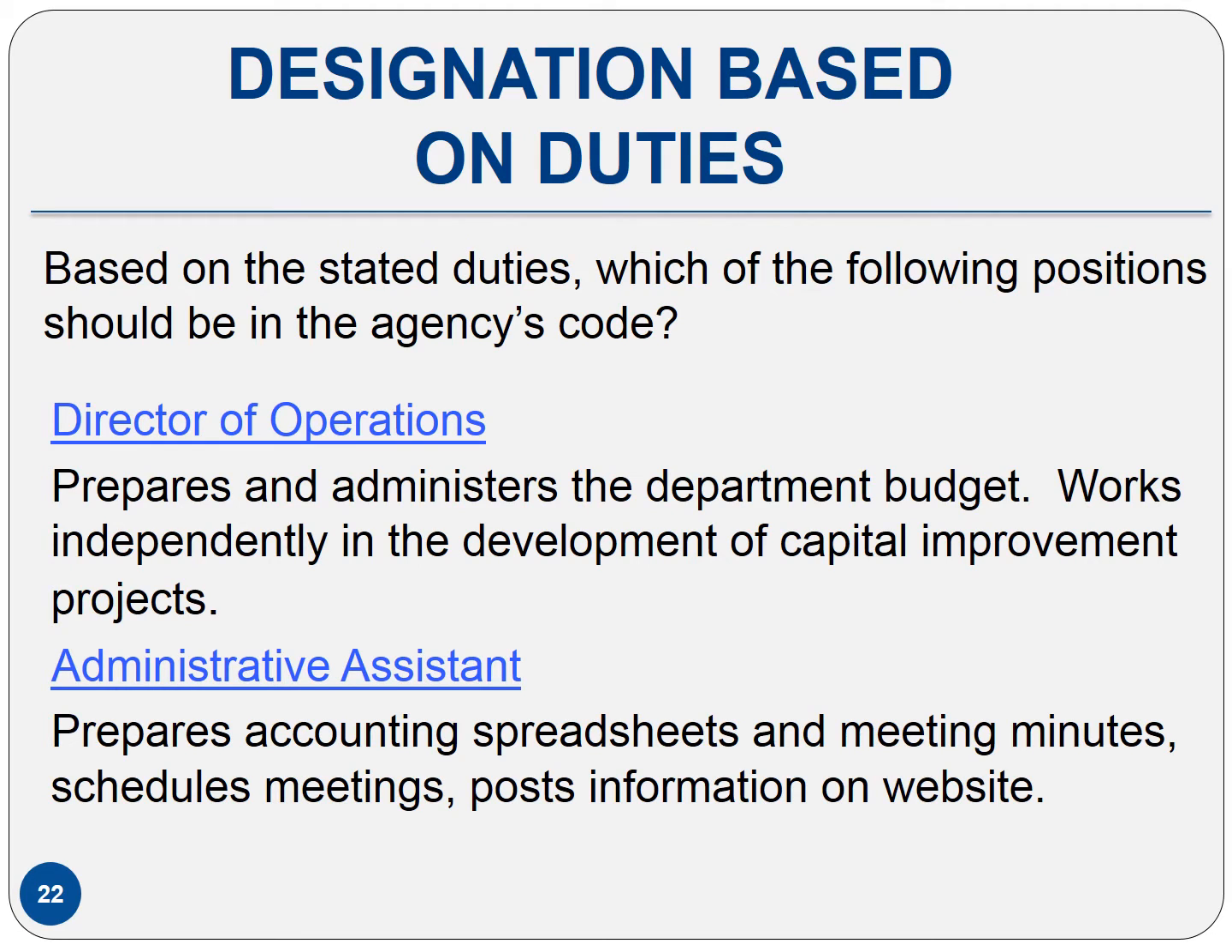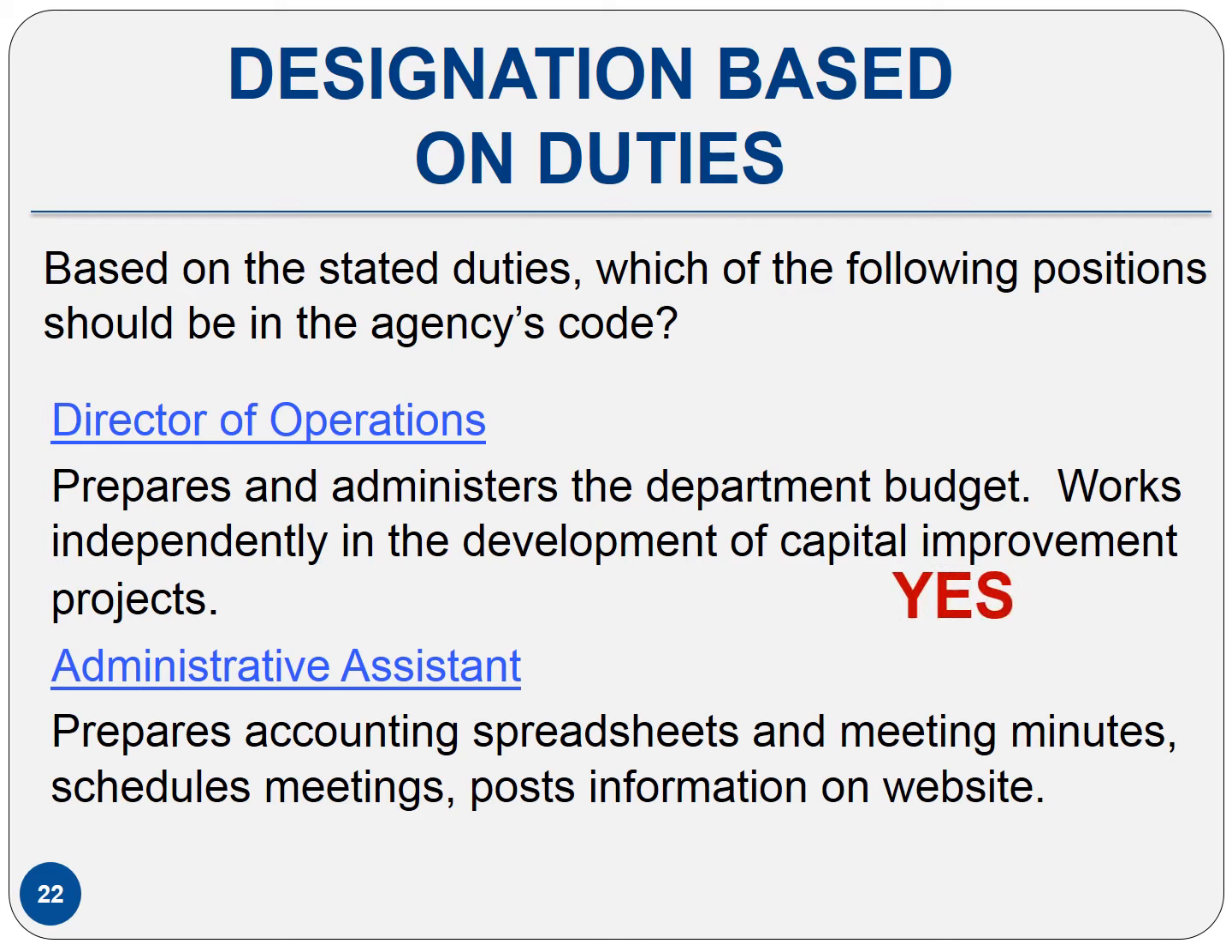Based on the duties, which of the following positions should be designated in the agency's code? The Director of Operations, who prepares and administers the department budget, as well as working independently in the development of capital improvement projects, or the Administrative Assistant, who prepares accounting spreadsheets and meeting minutes.